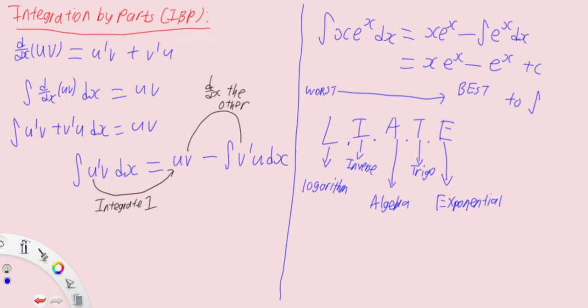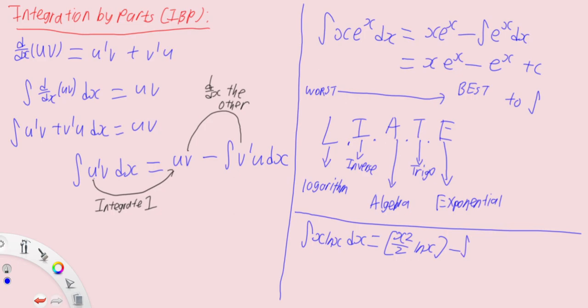Another example. We have the integral of x ln x. Obviously we cannot integrate ln x, so we are forced to integrate x first. And anyway, by LIATE, we are going to integrate the algebraic term first. So we have x squared over 2 times ln x. Now we differentiate the other, which is ln x. We get back 1 over x, and therefore we just get back x over 2 dx. As such, the integral of x ln x is simply x squared over 2 ln x minus x squared over 4, and not forgetting our favorite constant C.